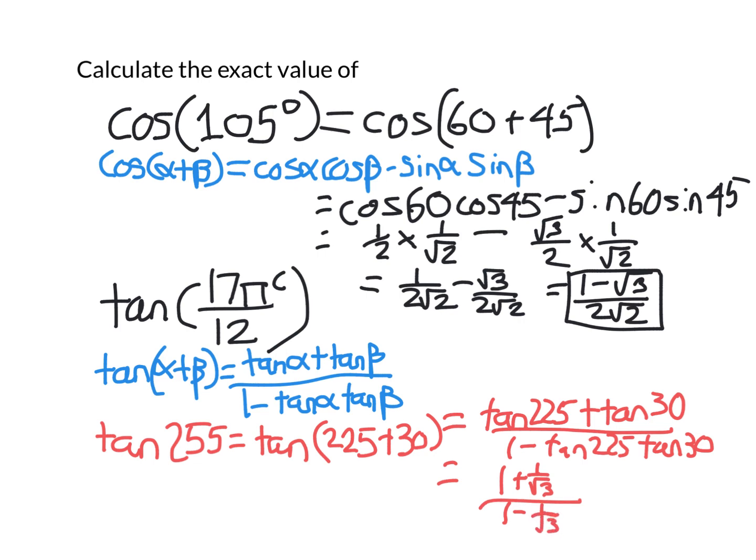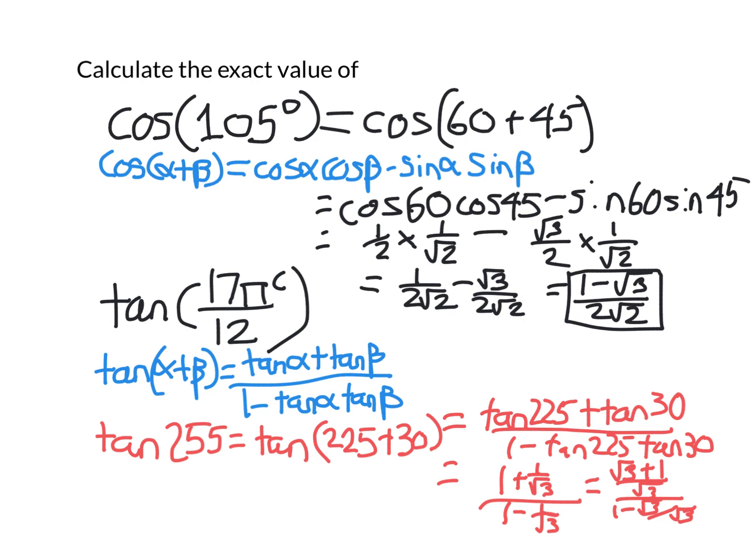So that is the exact value. We might just want to clean it up a bit. So we can make these into one fraction. 1 is just root 3 on root 3. So what I can do is rewrite the top as root 3 plus 1 on root 3, and the bottom will be 1 minus root 3 all over root 3.